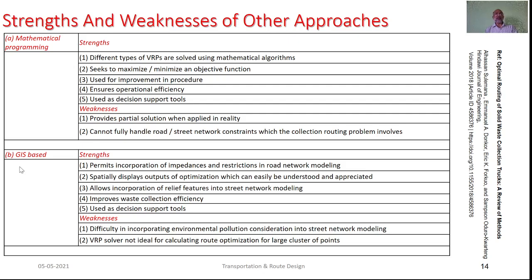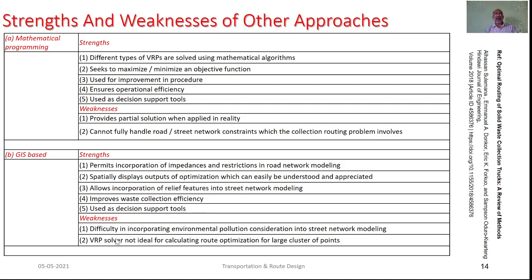We can also go for geographical information system based designs that permits the incorporation of these particular impedances and restrictions in the road network modeling. It spatially displays the outputs of optimization which can be easily understood even by the drivers. It allows the incorporation of relief features into the street network modeling. It improves the waste collection efficiency, and it can also be used as decision support tools.